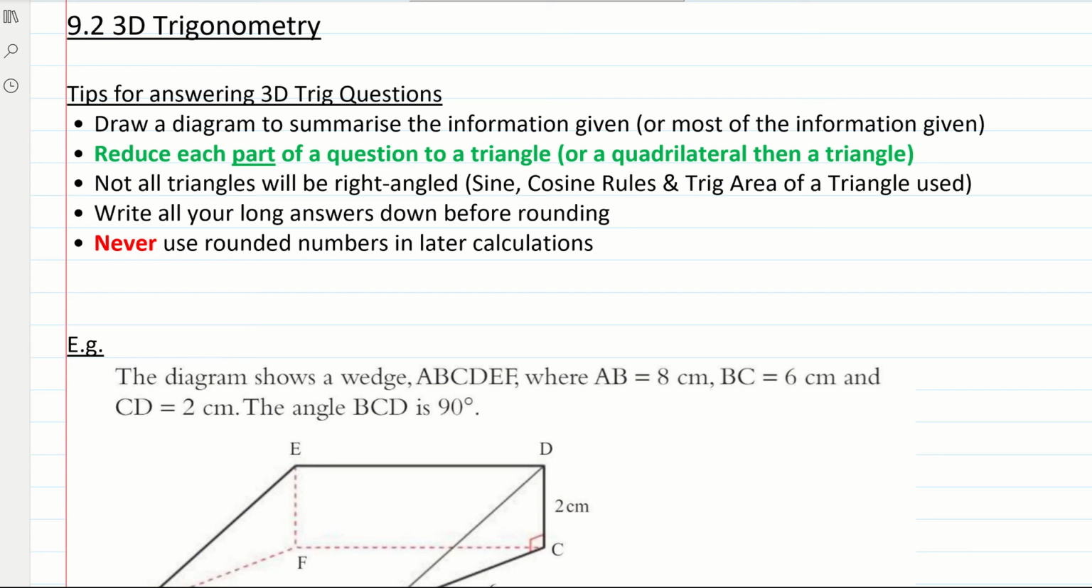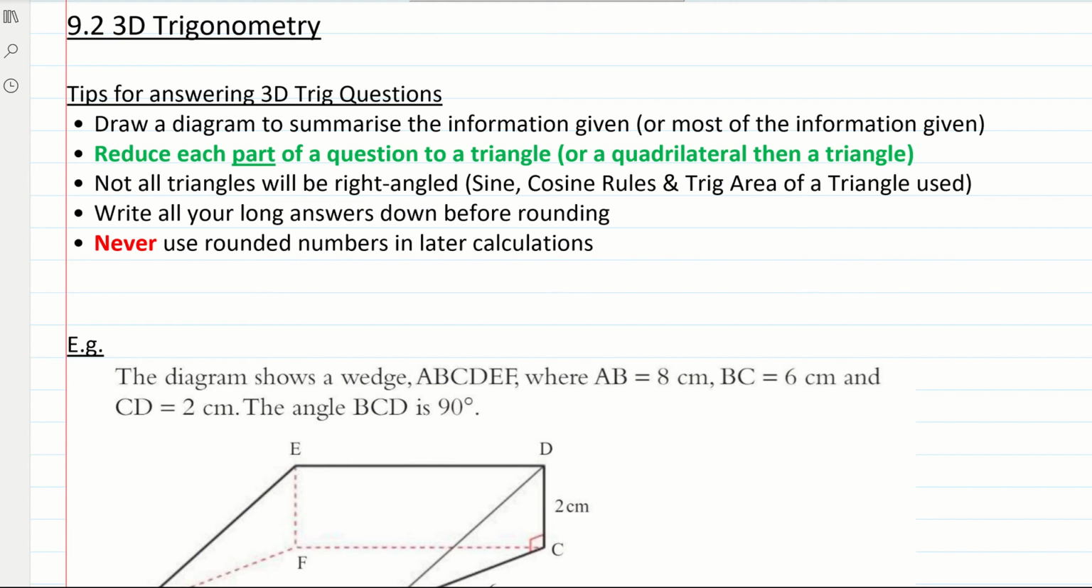You need to know that you will have to reduce each part of the question, so by that I mean question A, question B, question C, to a triangle, or a quadrilateral, then a triangle. So each part of the question potentially can have you drawing a different shape with different information. Sometimes you can summarize all the information in one shape, sometimes you really can't. So it's not like the bearings questions. With 3D trigonometry, you often have to draw and imagine the question slightly differently.